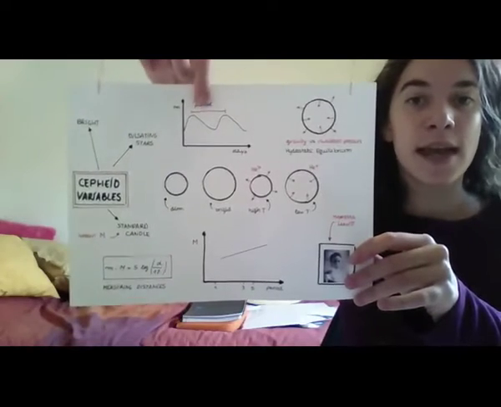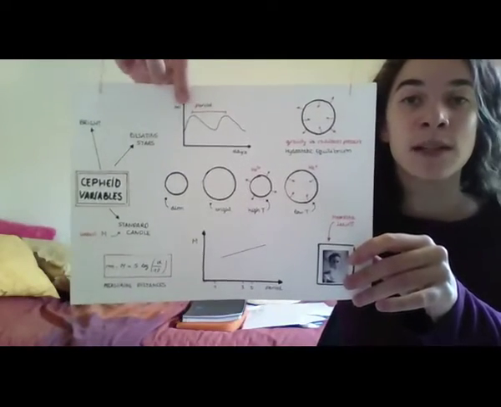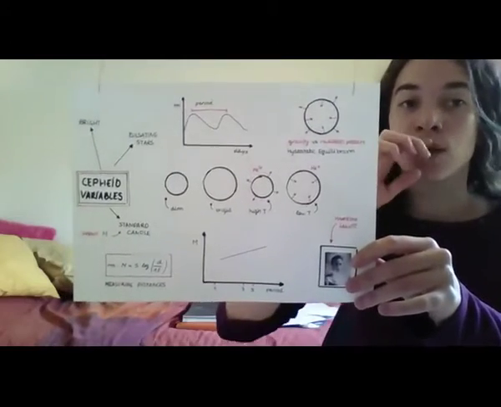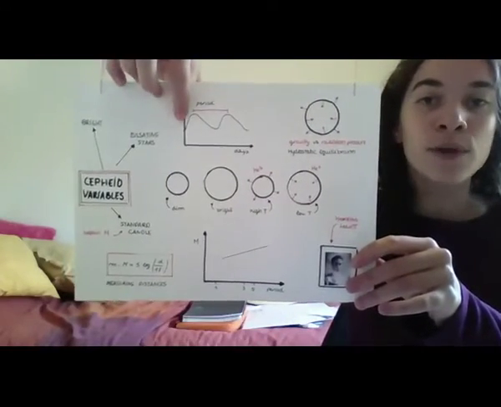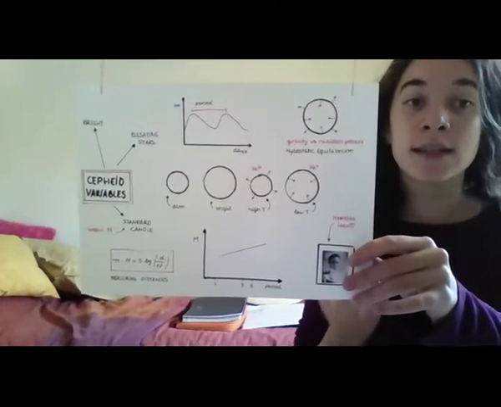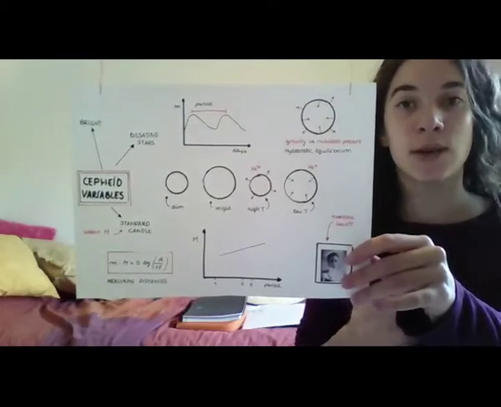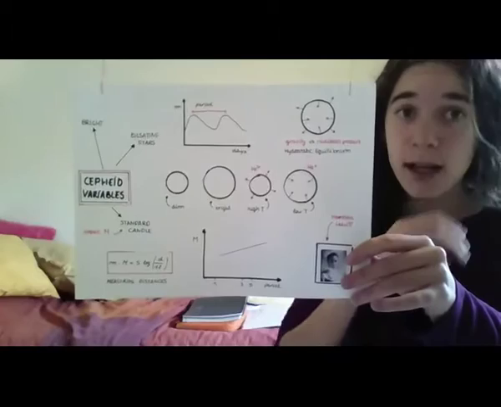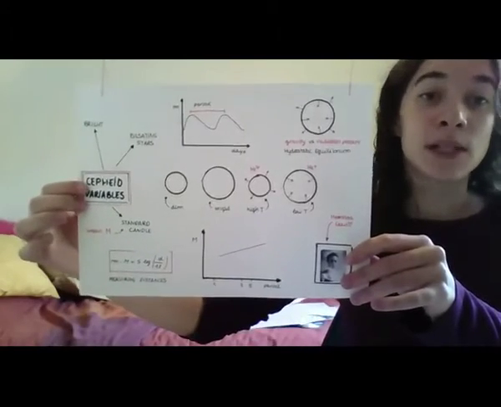So we can see that they have very regular periods, which are typically in the range of 1 to 100 days. And also, we can see that there's a rapid rise in brightness followed by a more gradual decrease. And this is a very distinctive light curve which helps us to distinguish Cepheid variables from other light phenomena such as eclipses. So why do Cepheid variables pulsate?